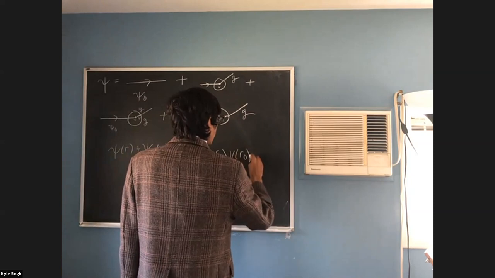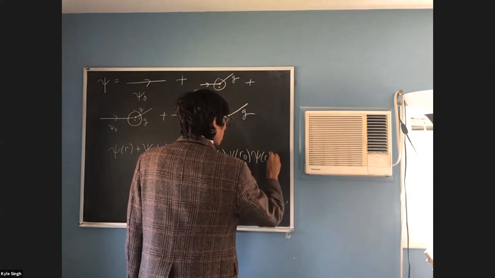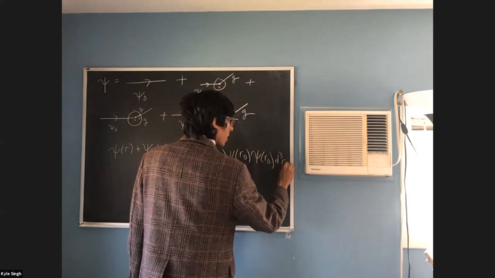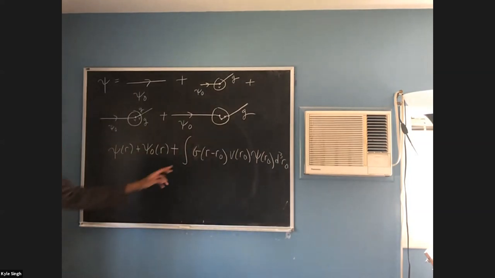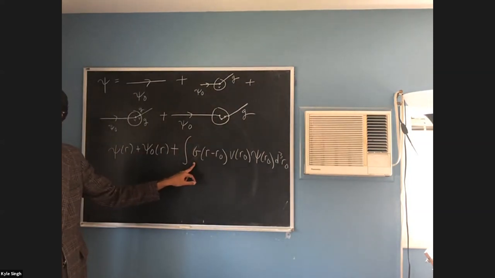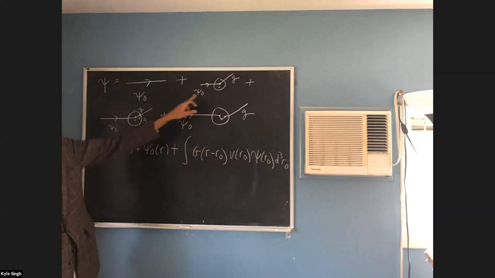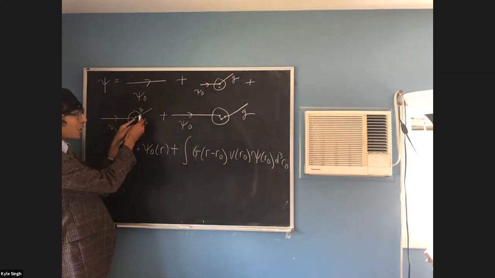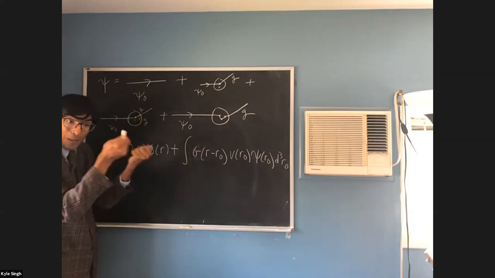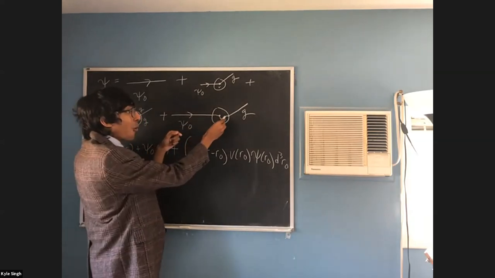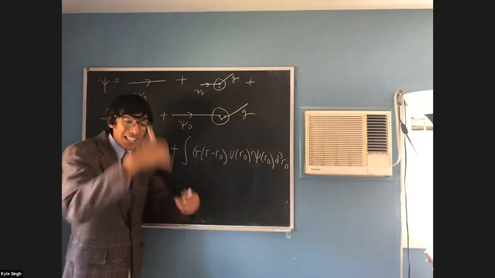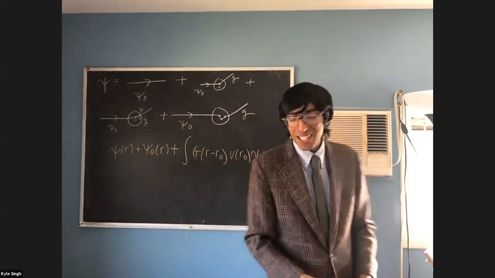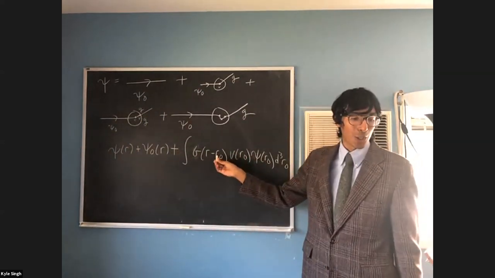V of r naught, psi of r naught, v3 r naught. Okay, so now this is what we've just derived as the scattering amplitude. That's the first order process. In the second order process, you need two Green's functions. Why? There's two interaction points. Then you're going to need four Green's functions. So as I keep going up in the perturbation series, I keep getting more Green's functions.